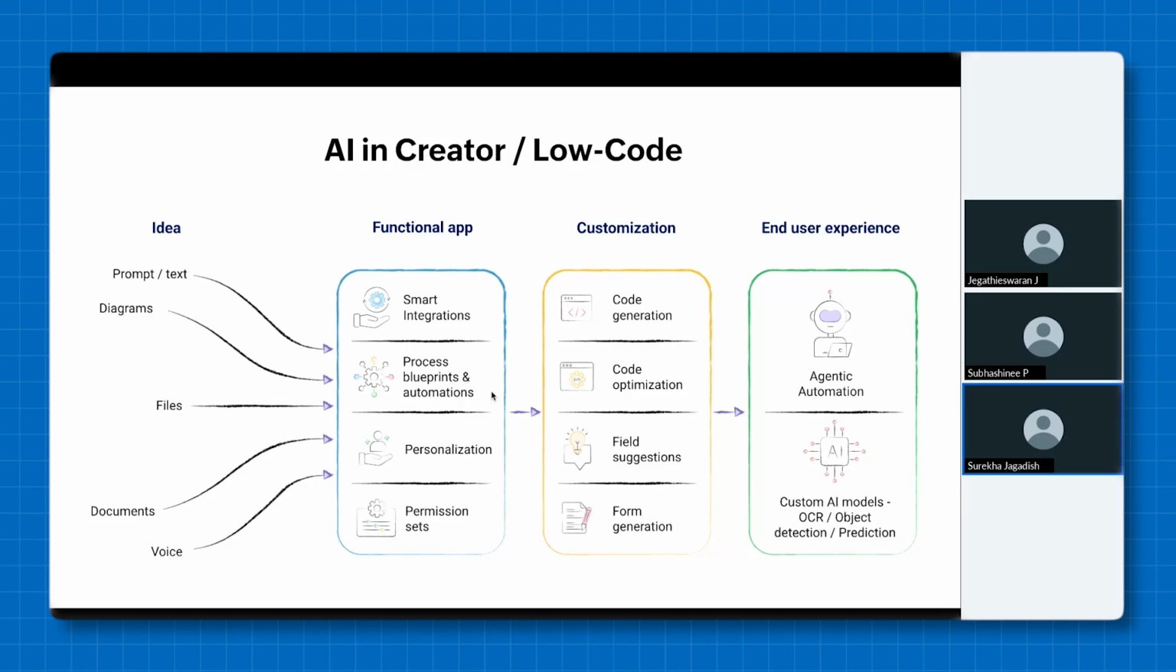AI can also help you give proper field suggestions as well as generate the forms based on your needs. And not just that, it also helps in providing a seamless end user experience when we talk about agentic automation. So it helps run agents to automate various other tasks. And we also have pre-built models or custom AI models based on your needs. And we have OCR, object detection. You can also use our prediction models, our sentiment analysis models, and so on.